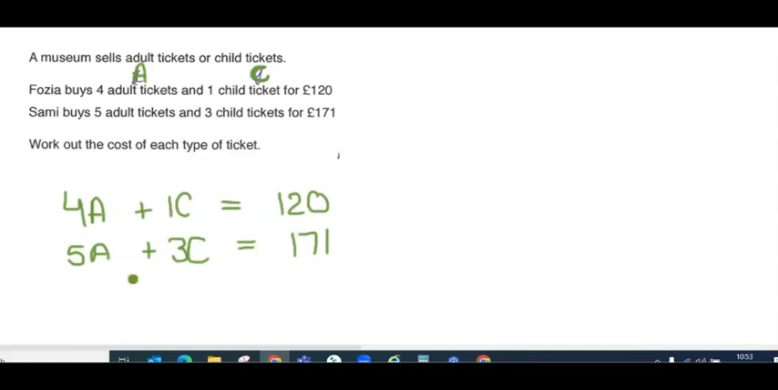Now you can convert that equation into matrices and you can find the price of 1 adult ticket and 1 child ticket, A and C.